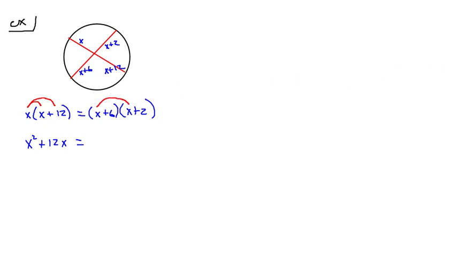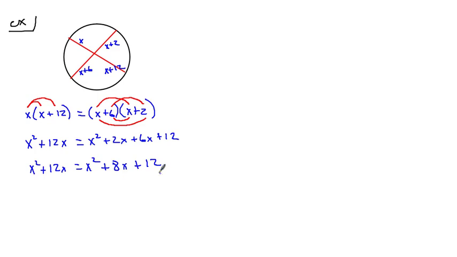So first, outside, inside, and last. So then we combine our like terms. So we have x squared plus 12x equals x squared plus 8x plus 12.